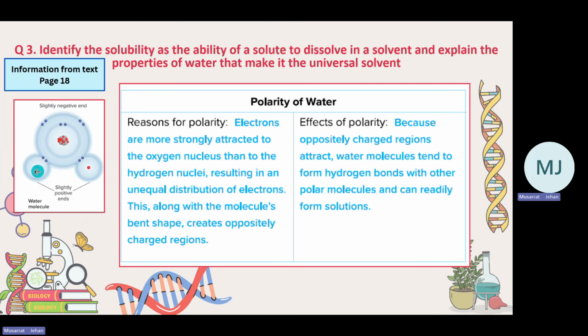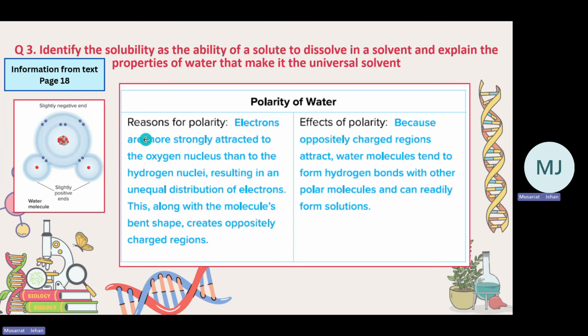The water molecule also has a bent shape, which makes it easier to form a polar molecule, or that could be a reason for making a polar molecule. So slight negative and slight positive.